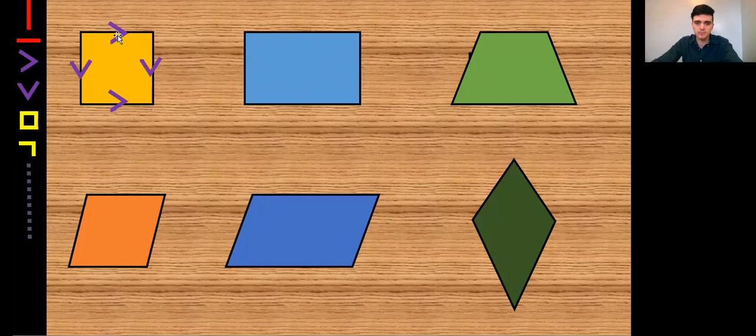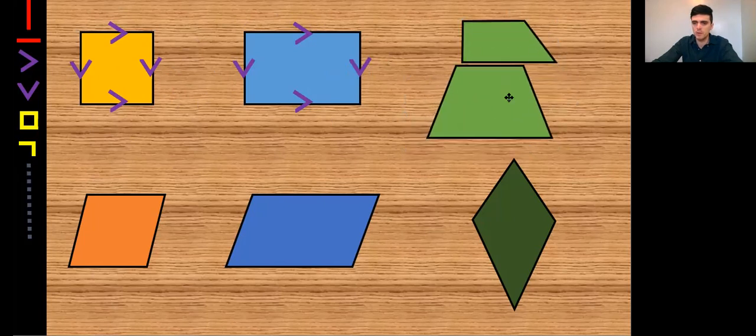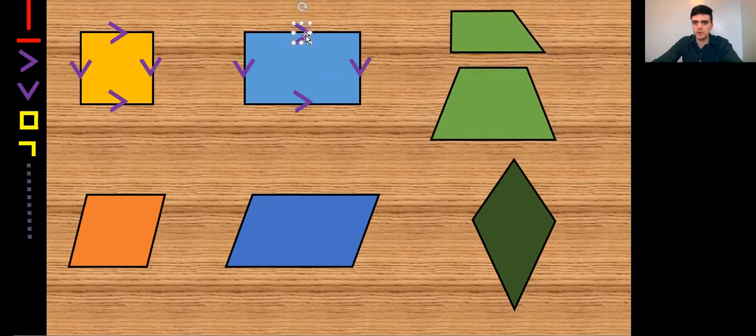Same thing with the rectangle. The rectangle has the top and the bottom being parallel, and it also has the side and the side being parallel, like so. Well, actually both of our trapezoids, let's take a look at both of them. The top and the bottom of our trapezoid are parallel, like so. Sorry, rectangle. And same thing on our other trapezoid.